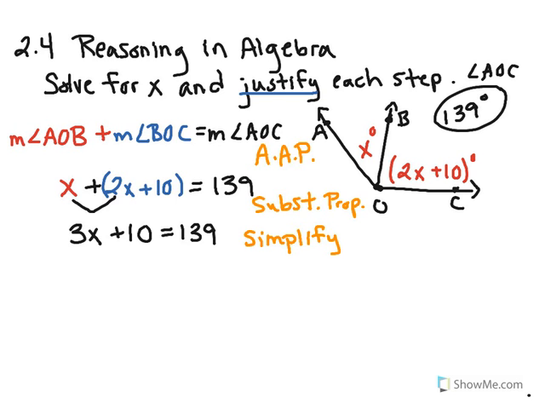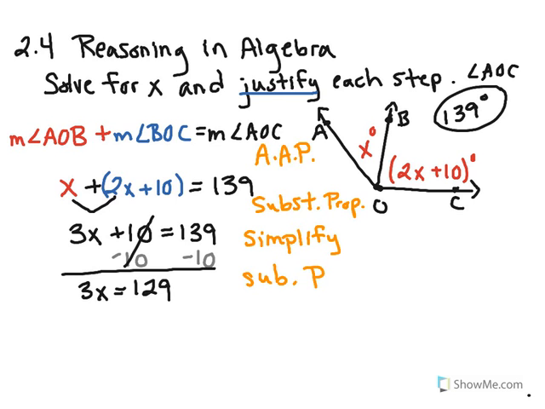Okay. So where do we go from here? Well, I would definitely subtract 10 from both sides because I'm trying to solve for x. So when I do that, these 10s cancel, I'm left with 3x equals 129, and my justification for this was because of the subtraction property. And that's where I use sub. So I use substitution as SUB-ST and subtraction as sub. Okay? Now we're almost finished.